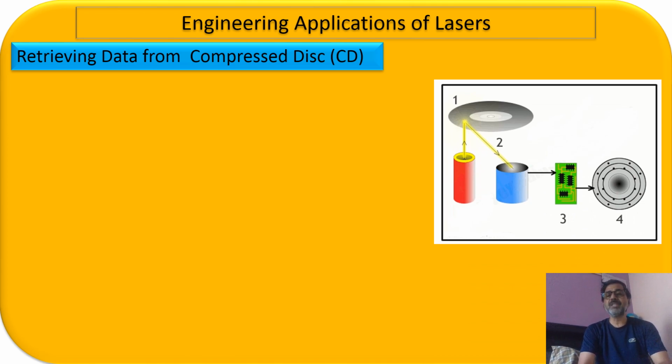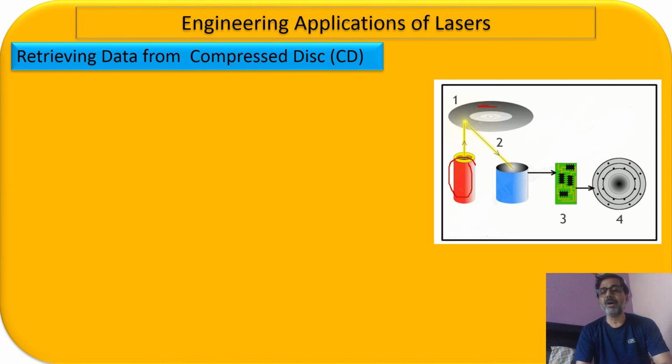Now when you see your CD, you find it has very shiny layers. The bottommost layer is very shiny. This is your shiny layer that you can see. On this shiny layer, from here, this is your laser, and from the laser you are putting the light inside.